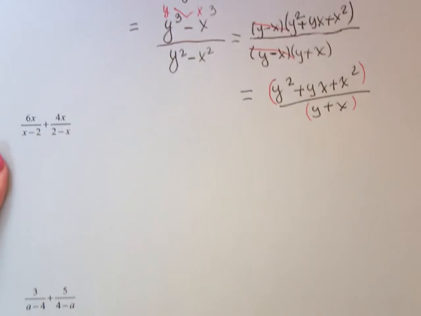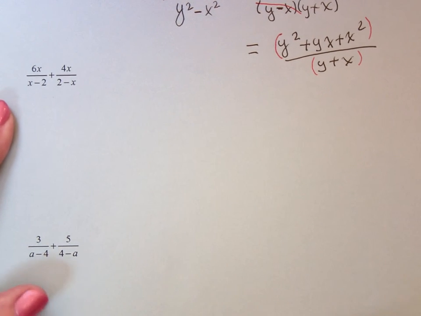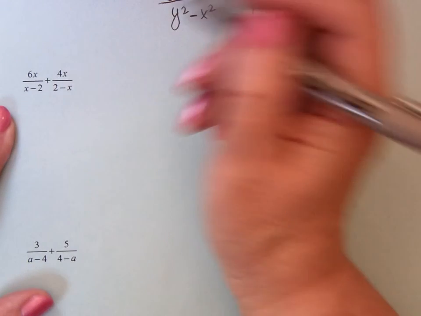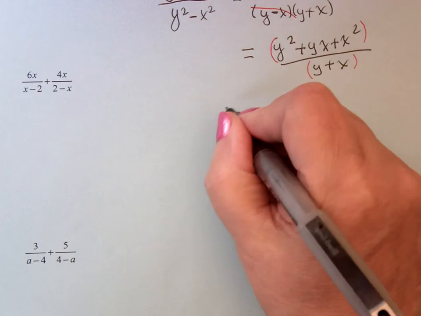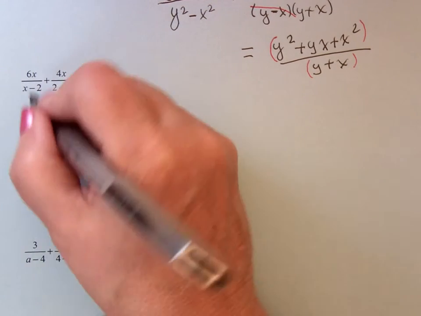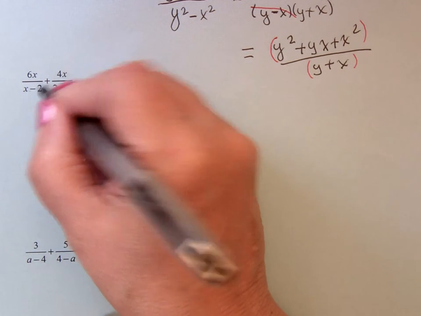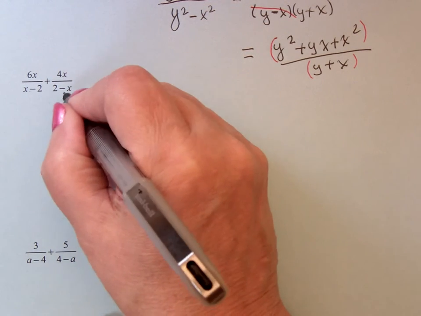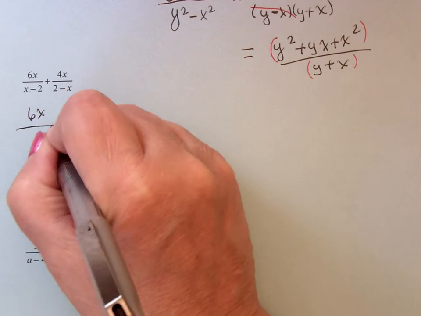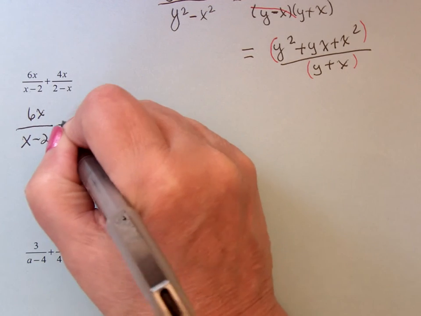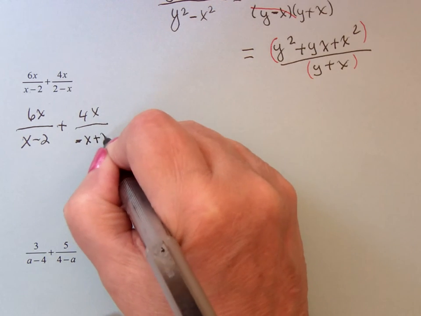When you take a look at this one, what you notice is these two don't look alike. However, if I were to rewrite everything in descending power, so in other words, descending powers of x is x minus 2, descending powers here would be minus x plus 2, so I'd have 6x over x minus 2 plus 4x over minus x plus 2.